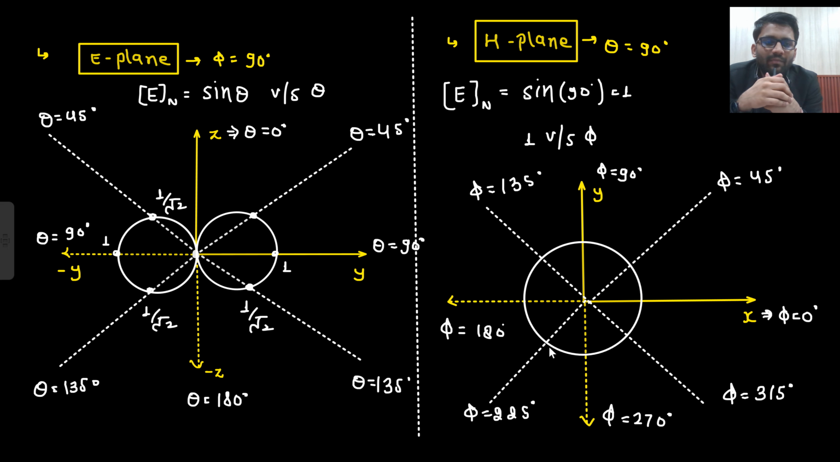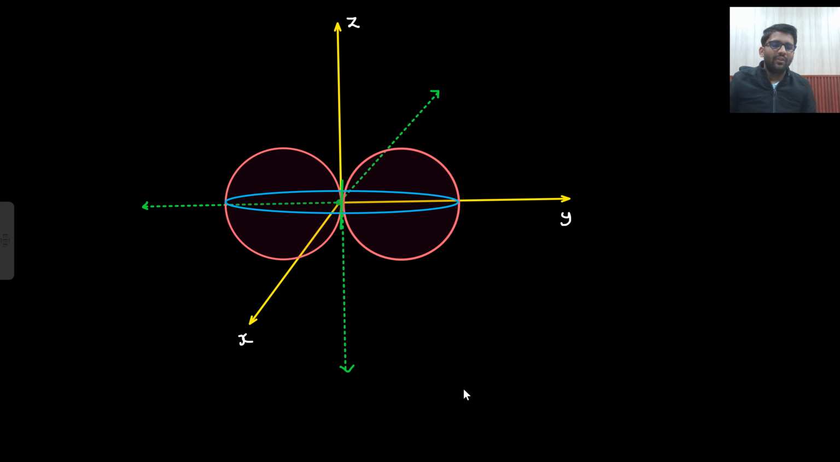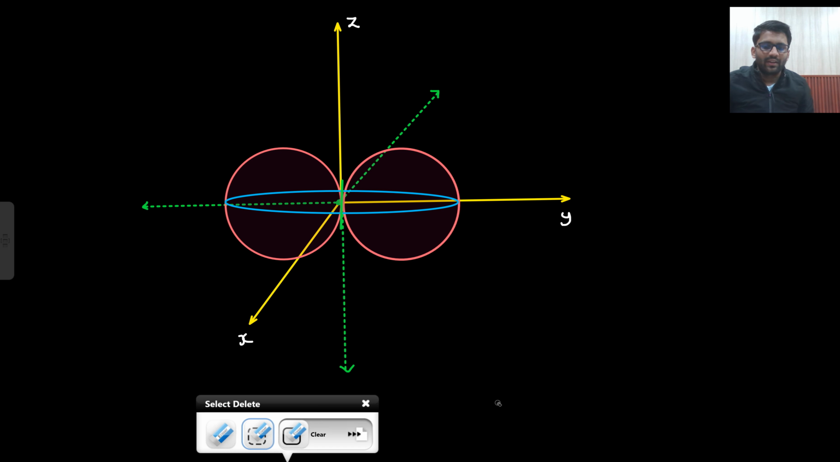Can you combine both of them? One is in xy plane and one is in yz plane. Let's make the 3D pattern now. So this is how the 3D pattern will look like. Or shall I draw it again?